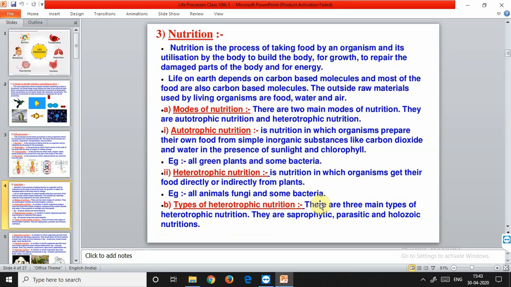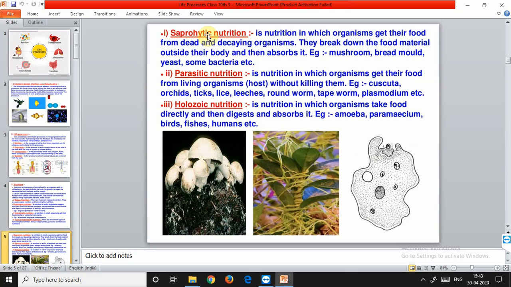Then heterotrophs were also divided into herbivores and carnivores. The herbivores were those animals which eat only plants, that include goats and cows. And the carnivores were those that feed on flesh of other animals, for example, lion and vulture. Then moving on further, the different modes of nutrition, that was saprophytic, parasitic, as well as holozoic.